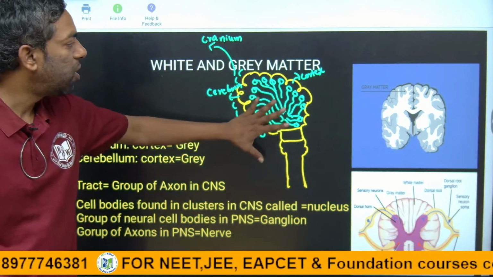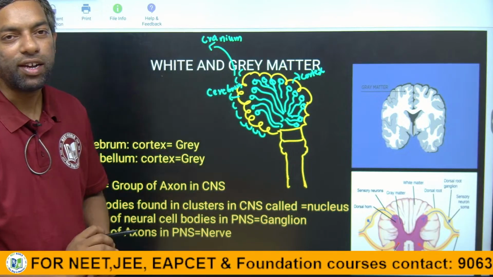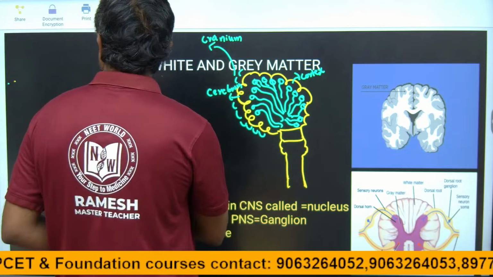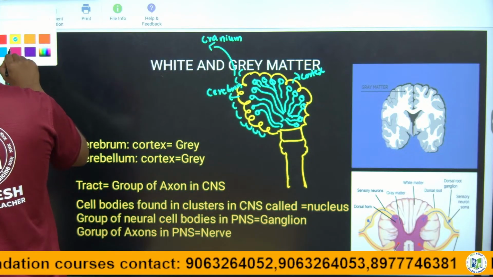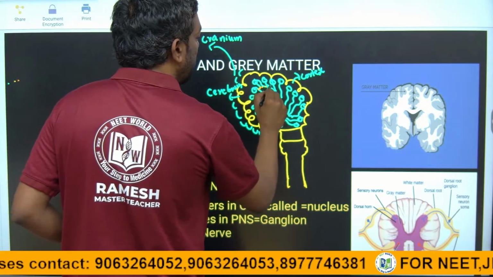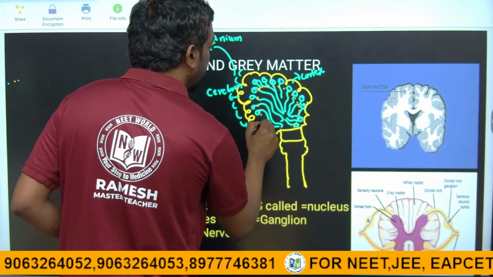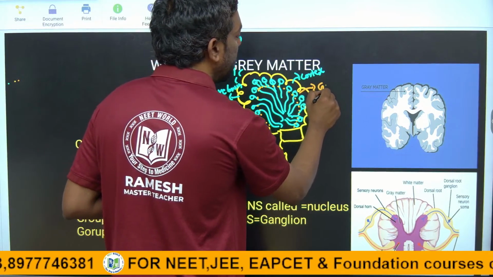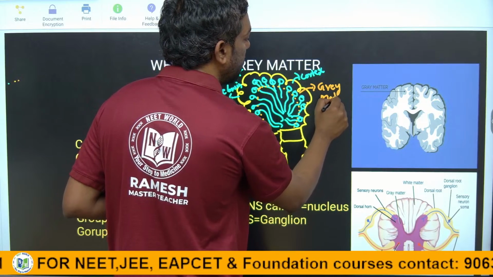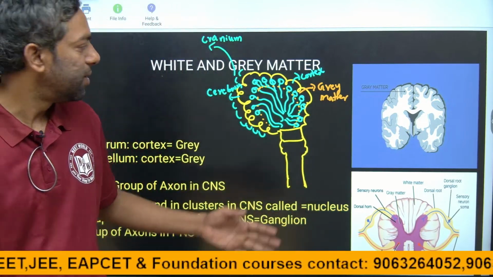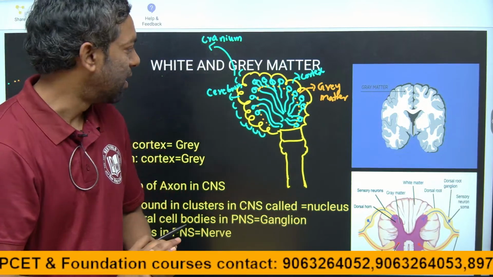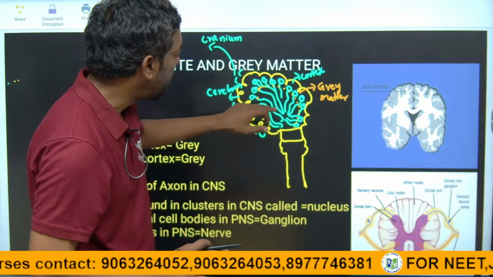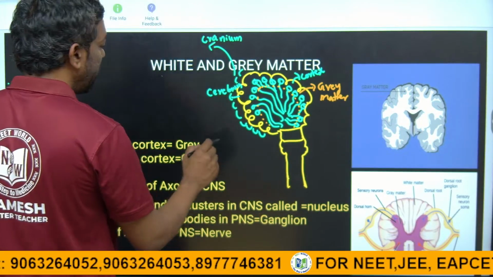The cell bodies enter the cortex region from the center part. This is the density of the cell bodies. The density of cell bodies looks thick in color, and that part we call gray matter. I hope you are clear. This is called gray matter. And what about the medulla region, the mid part? Axons are always located here. Just look at this, guys.